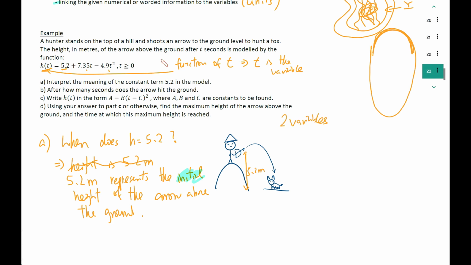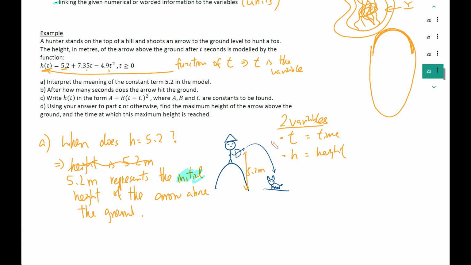Two variables. The first one is t. t represents time. What about the other one? The height. h represents height. So h of t means the height depends on time. So h is still a variable, height.